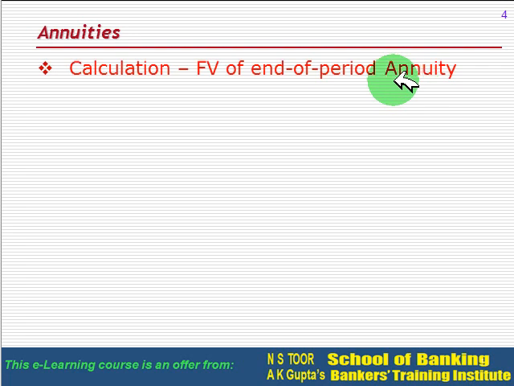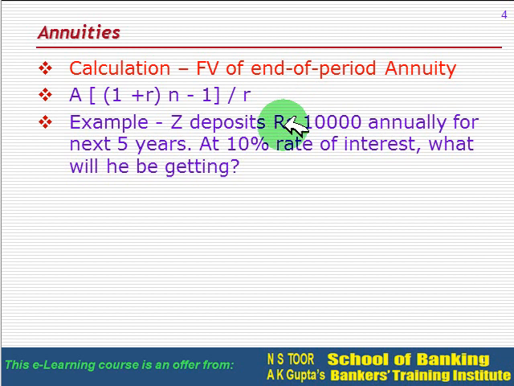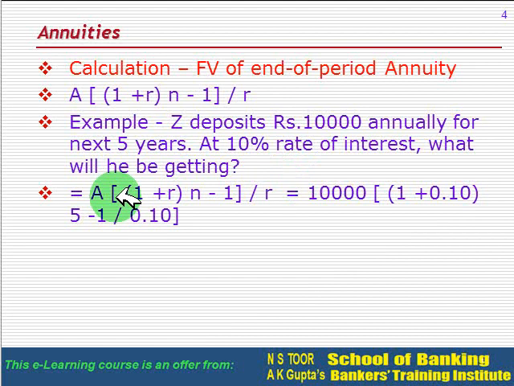Now let us calculate the future value of end of the period annuity. For this, we are going to use this formula. Z deposits rupees 10,000 annually for the next 5 years. At 10% rate of interest, what will he be getting? So we place the formula and we place the values in the formula.